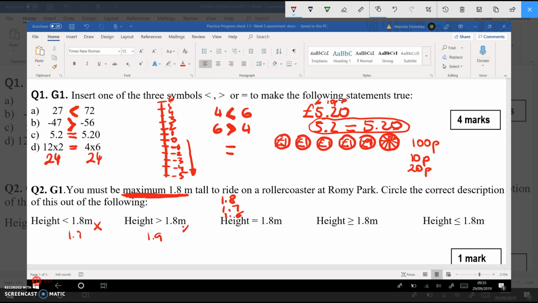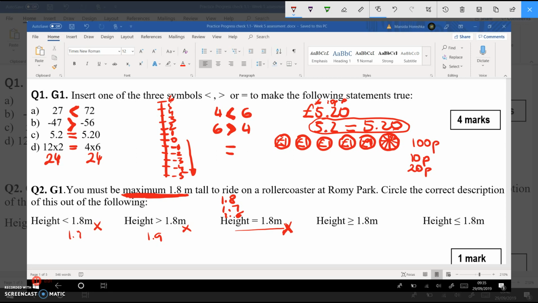Looking at the third one, we've got height is equal to 1.8. Now, based on this, it would mean that you'd have 1.8, but you can't have 1.9, you can't have 1.7, you can't have 1.73, 1.93. So this is not the correct option either. It doesn't represent what the question is asking.